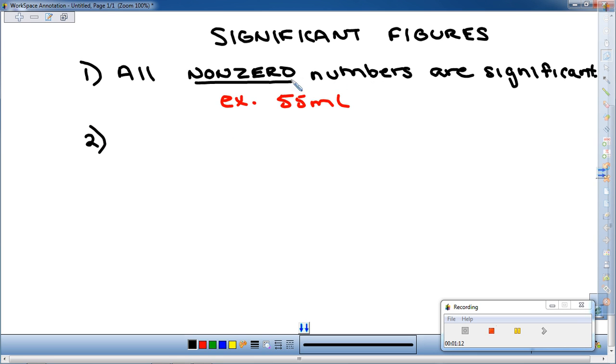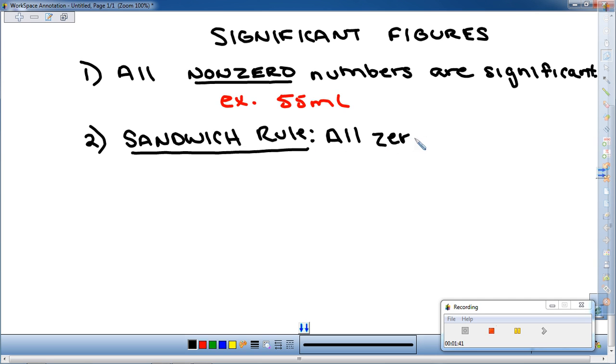The tricky part, though, comes with dealing with zeros, because sometimes zeros just hold a place and sit there and look pretty. Other times, they actually are a measurement. So, the second rule is called the sandwich rule. All zeros sandwiched between two non-zeros, or excuse me, two significant figures are also significant.